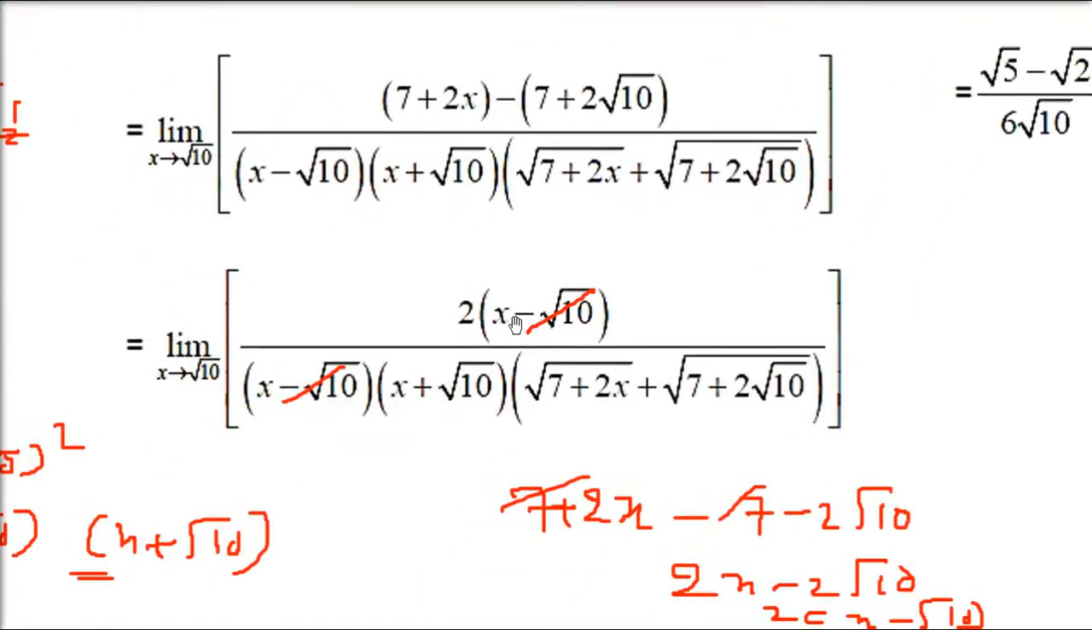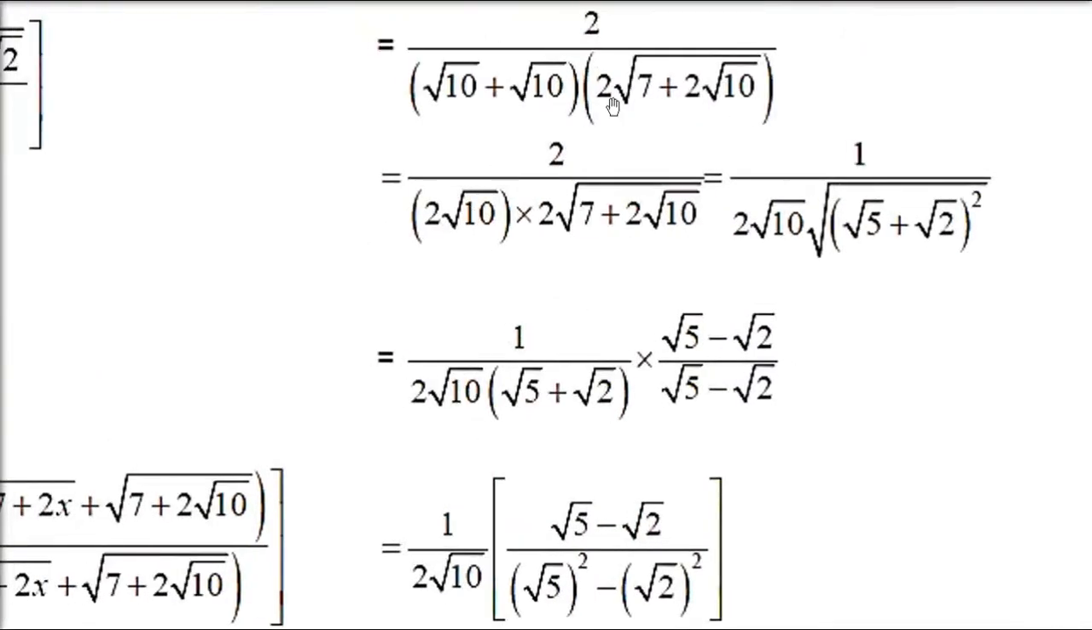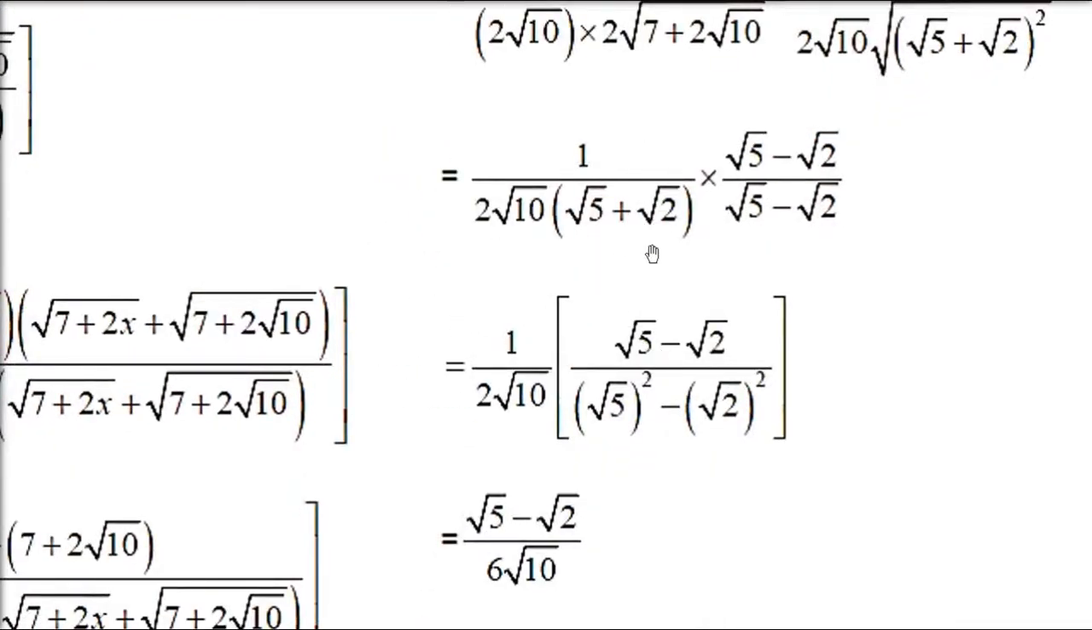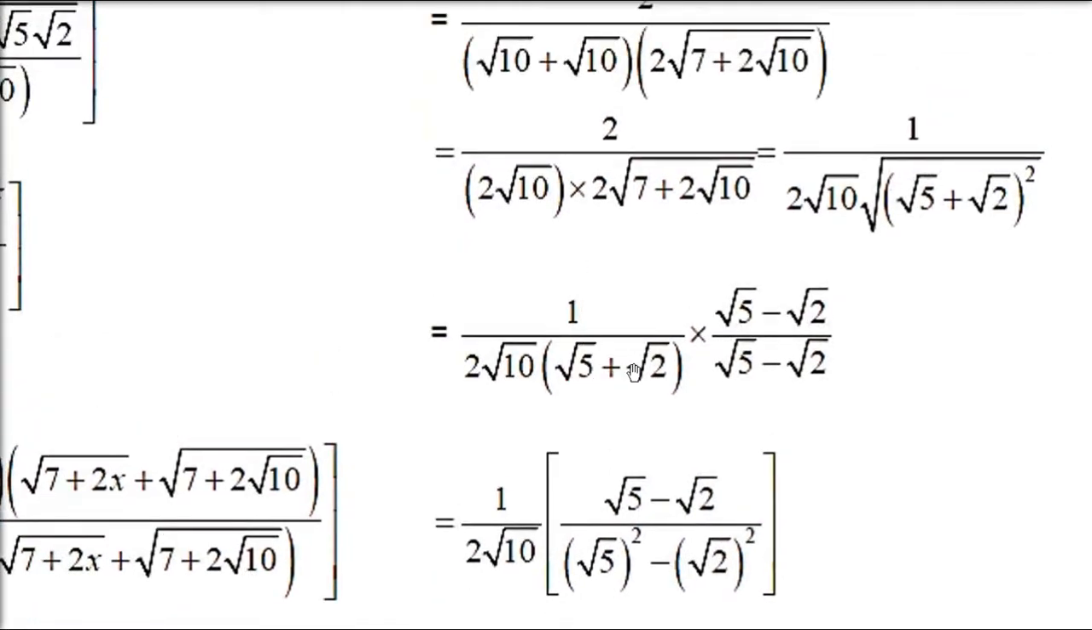So wherever x is remaining, now put x as under root 10. So put x as under root 10. So here under root 10 you are putting this. And one more step will be there. When you come to this step, under root 5 plus under root 2 will be there. So under root 5 plus under root 2, now you have to write again the rationalization factor.